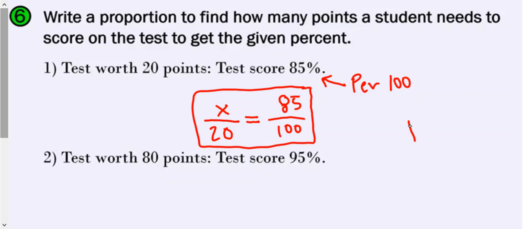Alright, go ahead and pause here. I would like you to try to do the second example on your own and then come back and see how you did.